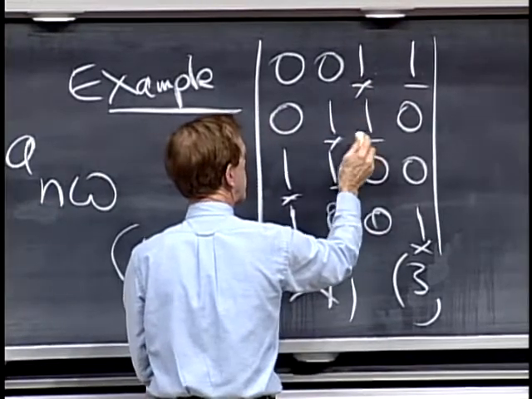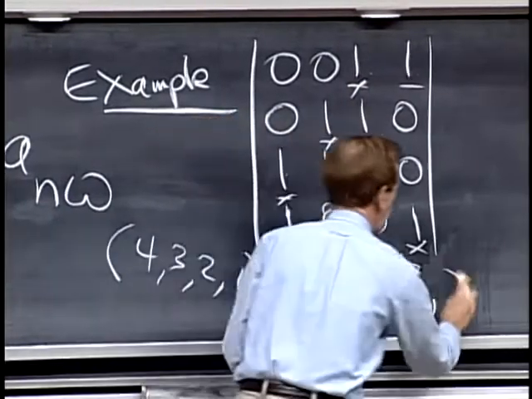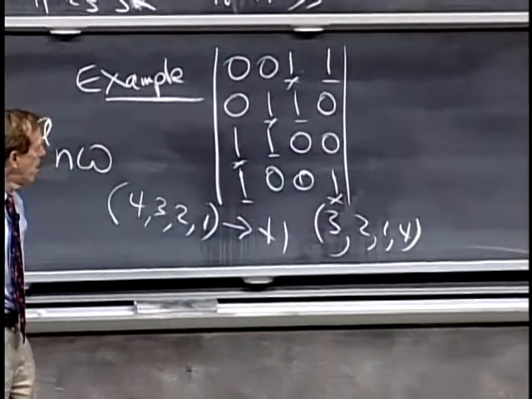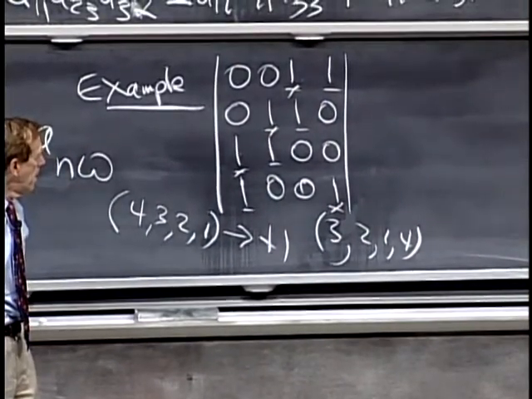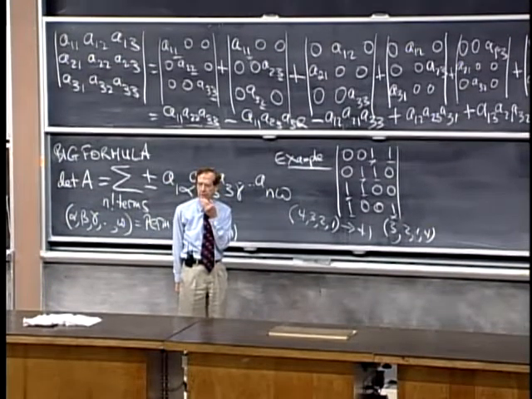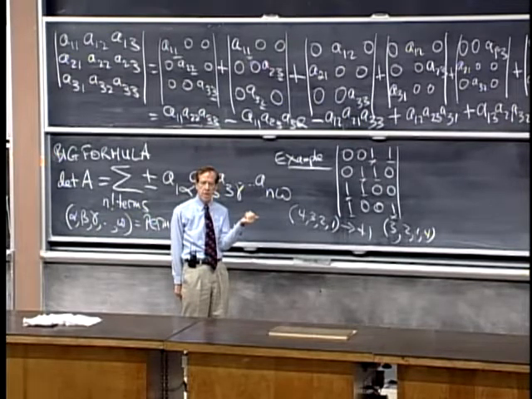3, 2, 1, 4. And is that a plus or a minus? 3, 2, 1, 4. Is that permutation a plus or a minus permutation? It's a minus. How do you see that? What exchange shall I do to get it in the right order?